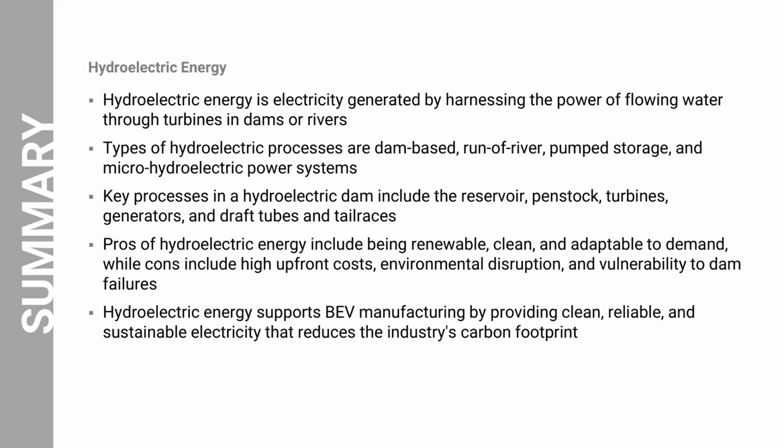Let us now look at our lesson summary on hydroelectric energy. Hydroelectric energy is electricity generated by harnessing the power of flowing water through turbines in dams or rivers. Hydroelectric plants use dams to store water and then release it through turbines to generate electricity. There are different types of hydroelectric processes, including dam-based systems, run-of-river systems, pumped storage, and micro-hydroelectric power systems, each offering varying benefits and environmental impacts.